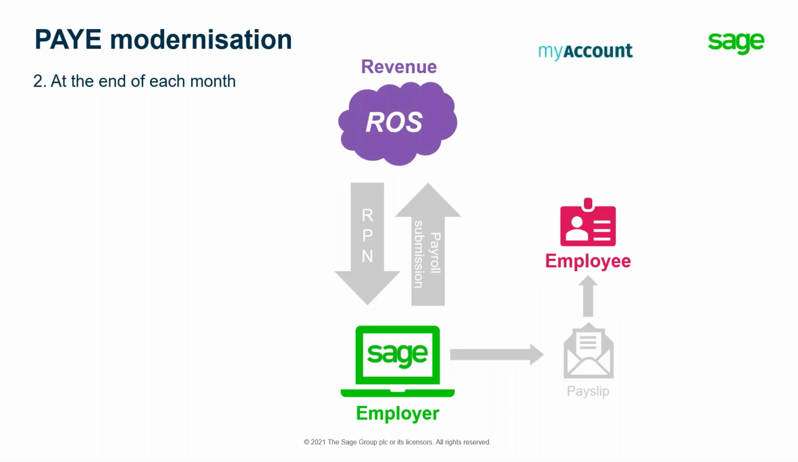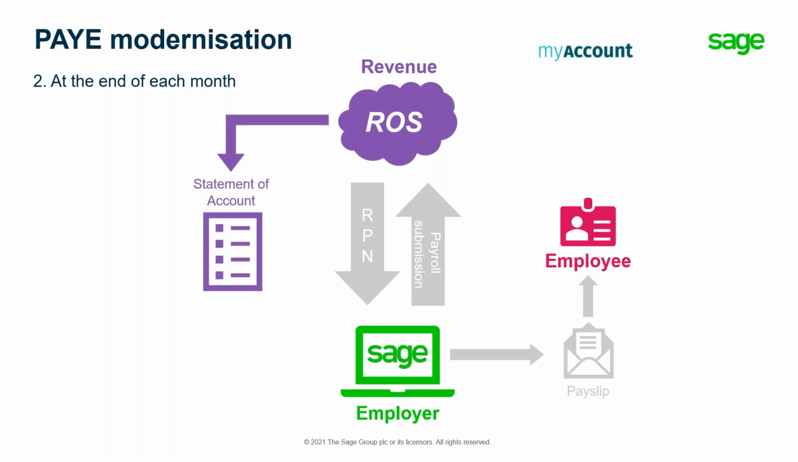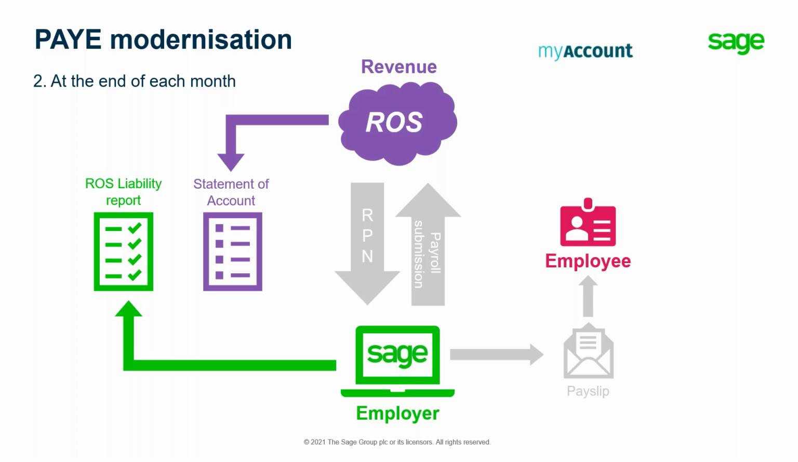The second part of what we're going to look at is at the end of each month. So on the 5th of each month, Revenue will make the statement of account available to you. This is based on the payroll values that you have submitted to them in the previous month. You can run the ROS liability report in Payroll to reconcile your payroll against your statement of account with ROS.